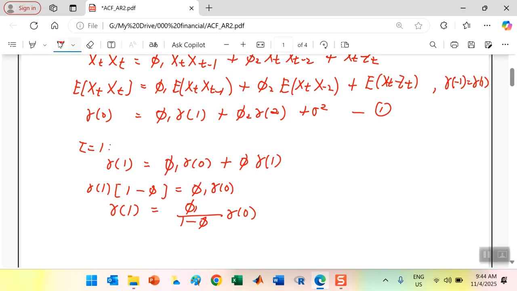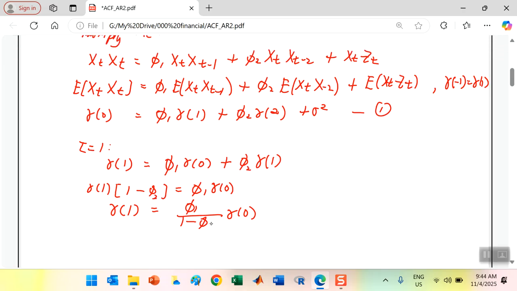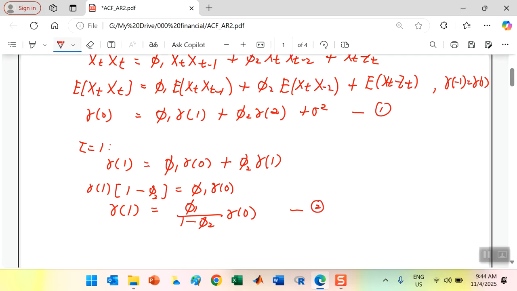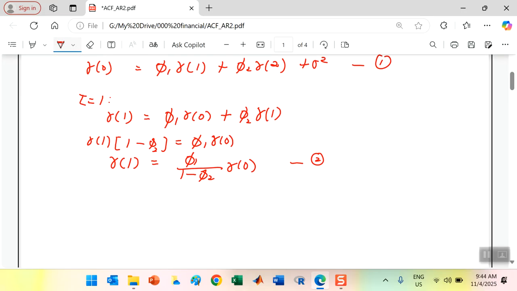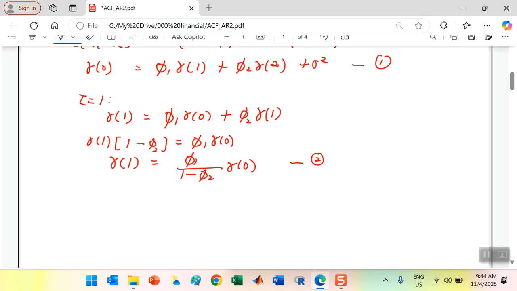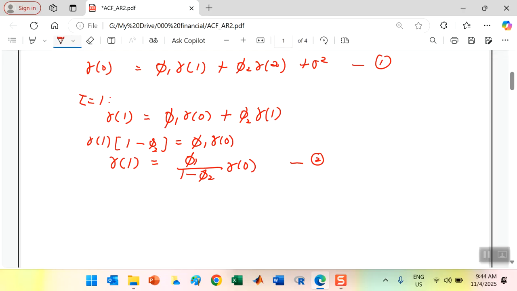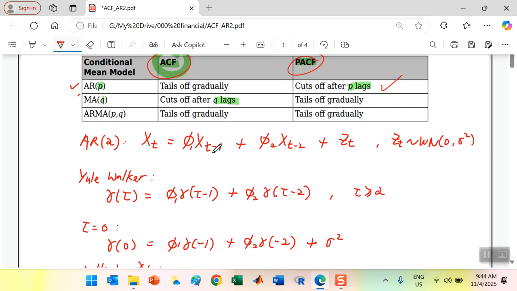Sorry, this one is gamma 2. So you bring this to the other side. So this gamma, let's say this is basically our covariance function, okay? But we need a serial correlation function, or autocorrelation function. So do the same thing for tau equal to 2 for this one, okay?